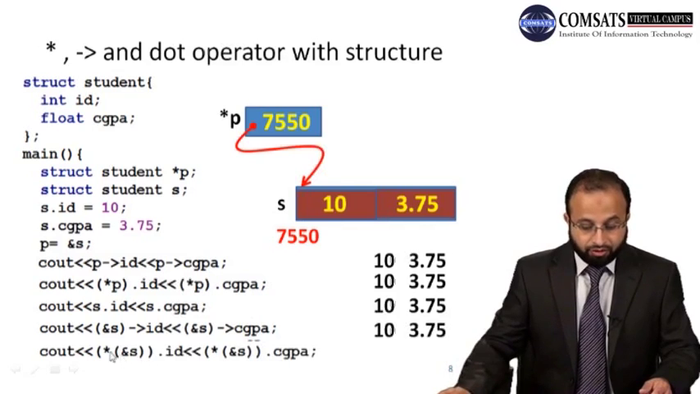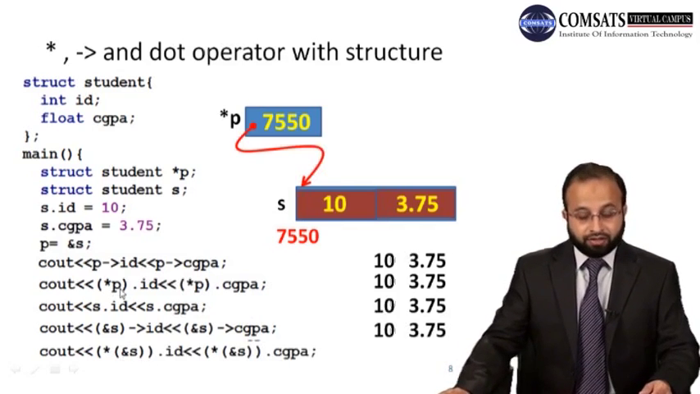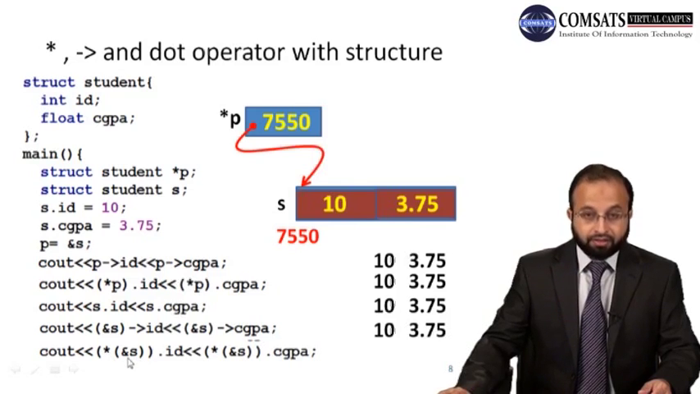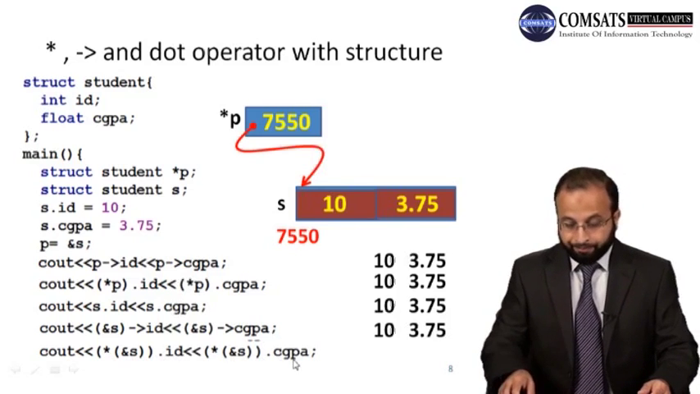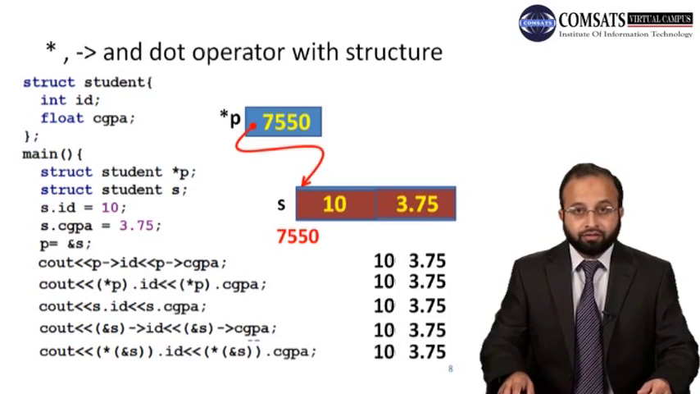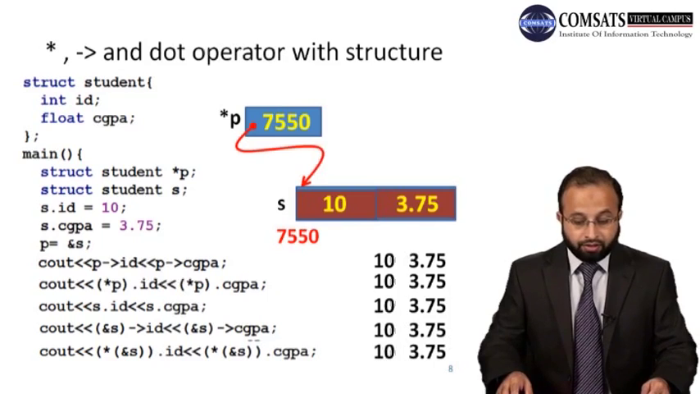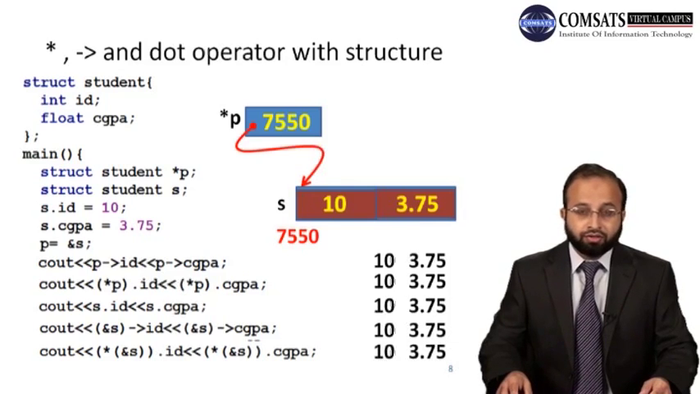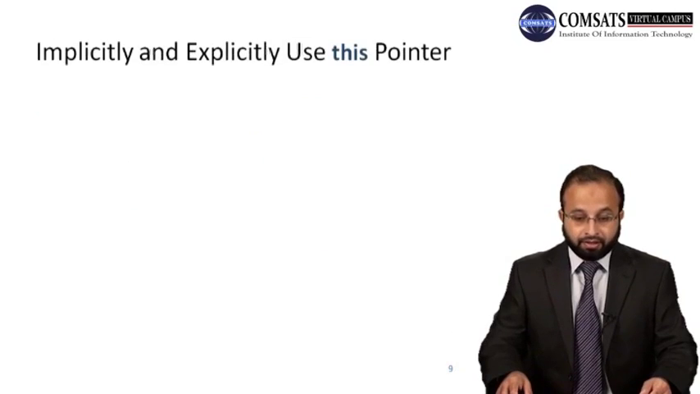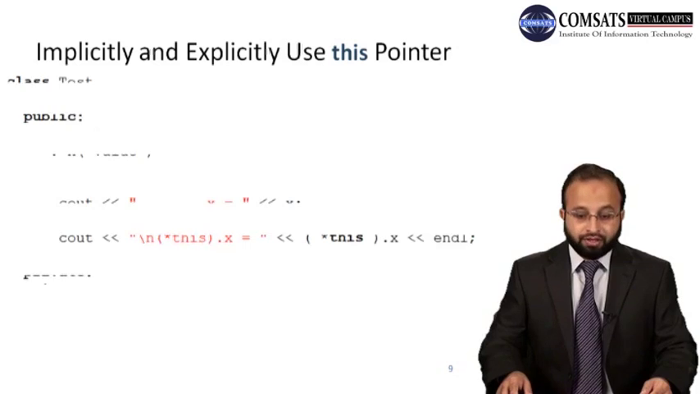And this is actually the same as *p. So &s is the address, you reach there by taking the value at that address, then you access id and cgpa. The output is the same in all these situations. These are the different mechanisms to access the value of that structure, using the pointer to a structure or using the simple structure variable.